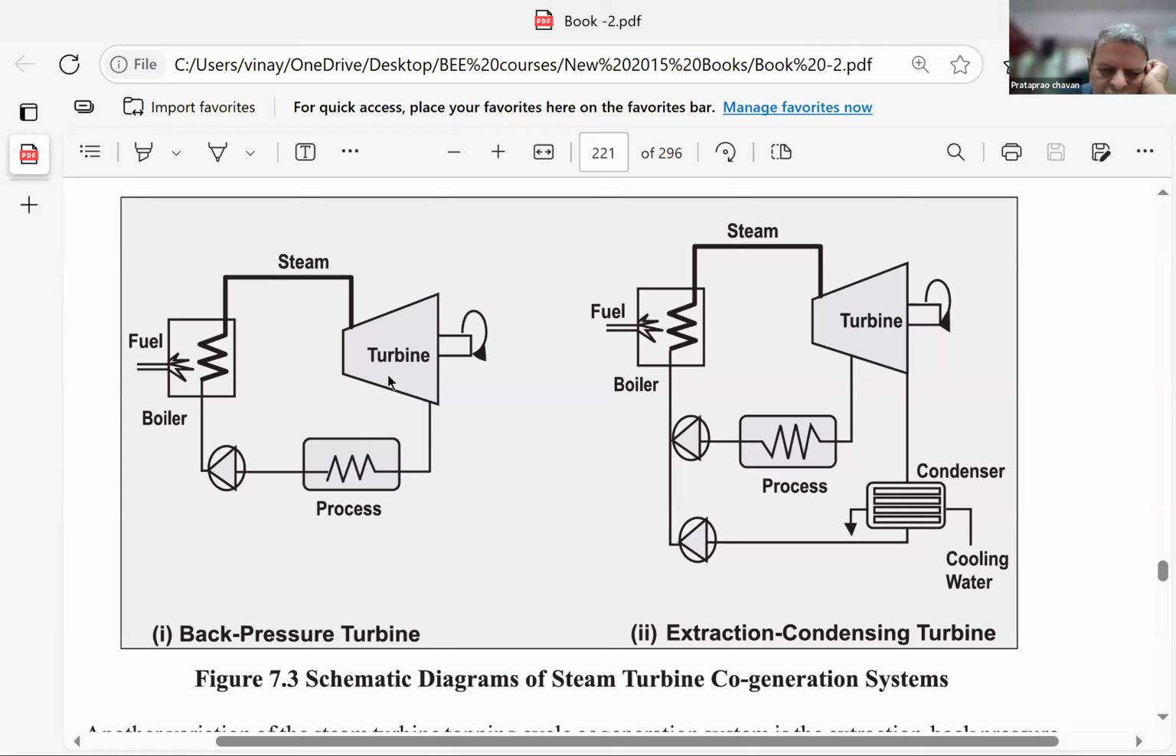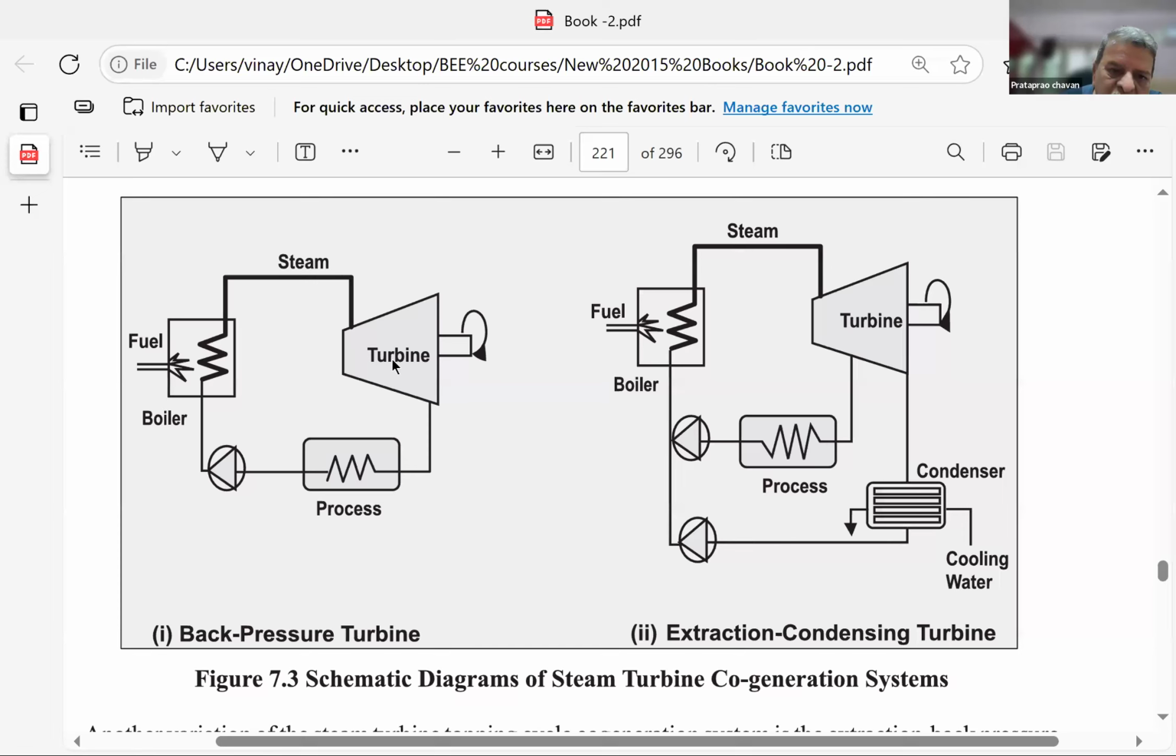What is the advantage here? If you do not use this steam for the process, what otherwise will you do? You will exhaust it into a condenser. The condenser will cool it down by using cooling water. Going to the cooling tower, the heat will go to the atmosphere. And that is the loss. And here the power generation will be there.